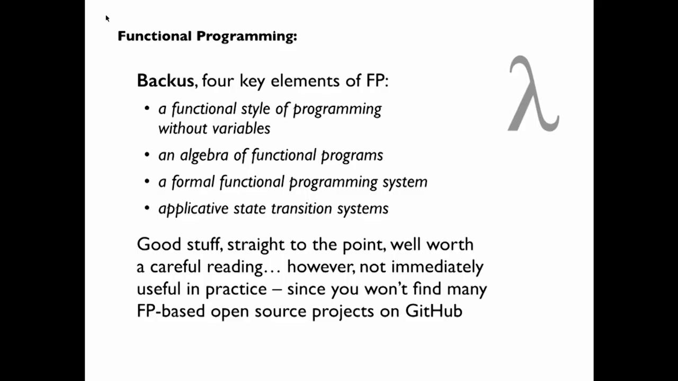Now there's 4 key elements of functional programming that Backus cited. One was a functional style of programming without variables. Again, this is very different than Fortran, which his team had built, which has a lot of variables. Number 2, an algebra of functional programs. Number 3, a formal functional programming system, that is, say, a compiler that can compile this code. And then number 4, an applicative state transition system. It's a big fancy word for some concerns in software engineering where you want to be very careful about the side effects and how much state you're introducing. We'll go into some of that later.